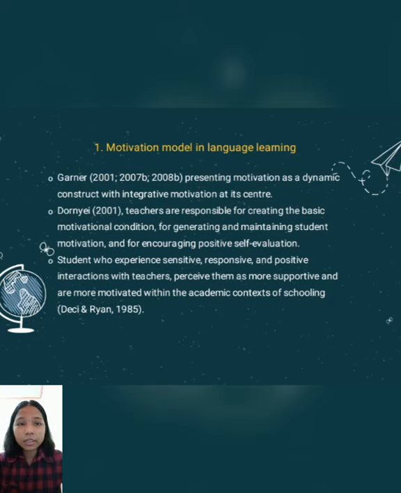The first, Kerner 2001 said that presenting motivation as a dynamic construct with integrative motivation at its center. Number 2, Dorney 2001. Teachers are responsible for creating the basic motivational condition, for generating and maintaining student motivation, and for encouraging positive self-evaluation. And the next is students who experience sensitive, responsive, and positive interaction with teacher perceive them as more supportive and are more motivated within the academic context of school.